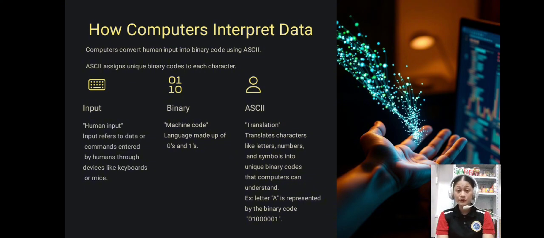So, computers work differently from humans when it comes to understanding data. While humans use letters, numbers, and symbols, computers rely on binary code, which consists of only two states, the on, which are the ones, and off, which are the zeros. And to bridge the gap between human readable data and machine readable data, computers use ASCII. Because ASCII assigns a binary value to every character on the keyboard, such as letters, numbers, and symbols.